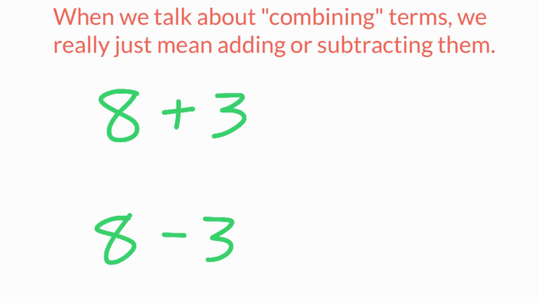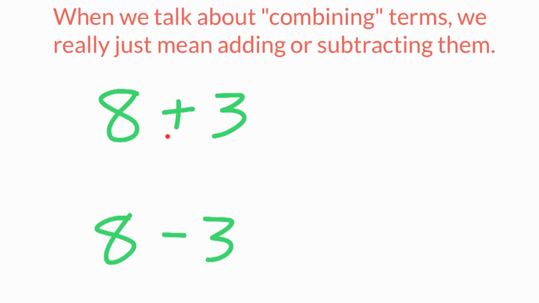Combining like terms. When we talk about combining terms, we really just mean adding or subtracting them. So over here I have two expressions, 8 plus 3 and another expression 8 minus 3, very simple expressions, and each of these expressions has just two terms. And the word combining is just a fancy word for adding or subtracting. So I can combine these terms very easily.